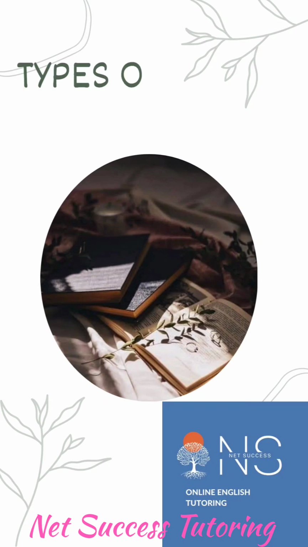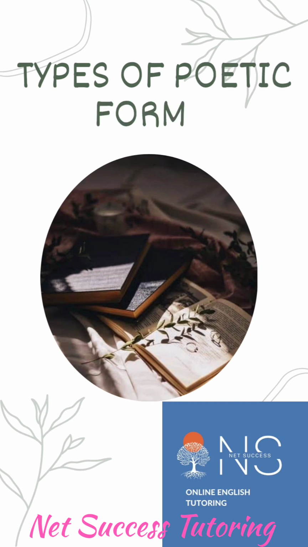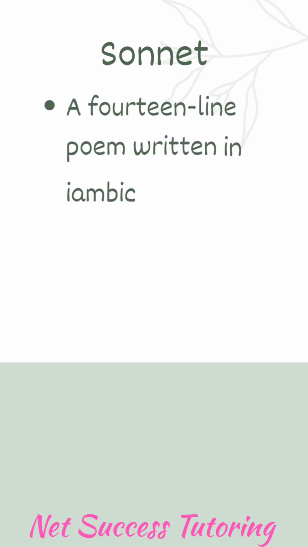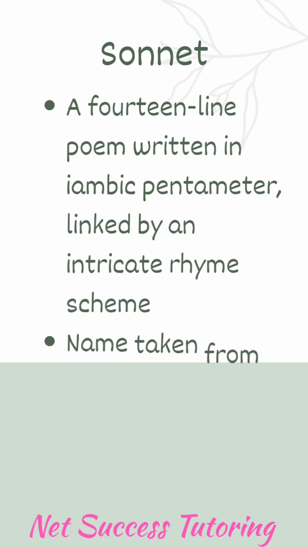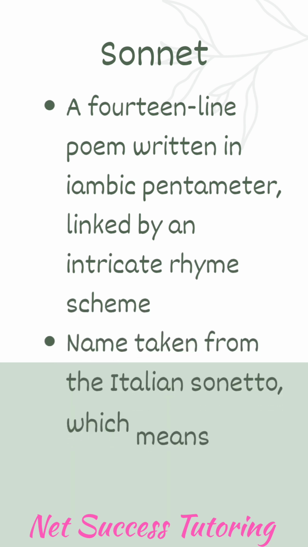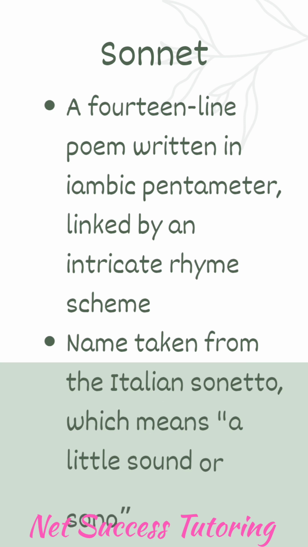Today, we are going to listen to a very important topic for the UGC NET examination, which is a type of poetic form, the sonnet. So, let's begin with the definition of sonnet. A sonnet is a 14-line poem written in iambic pentameter linked by an intricate rhyme scheme. The name is taken from the Italian sonetto, which means a little sound or song.